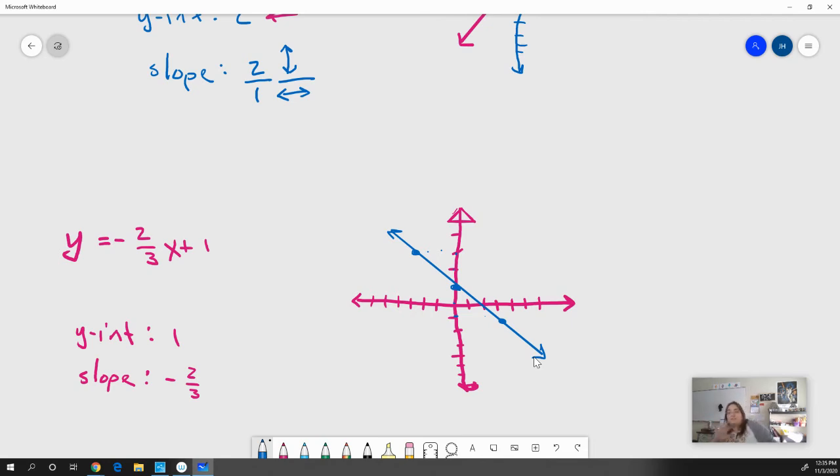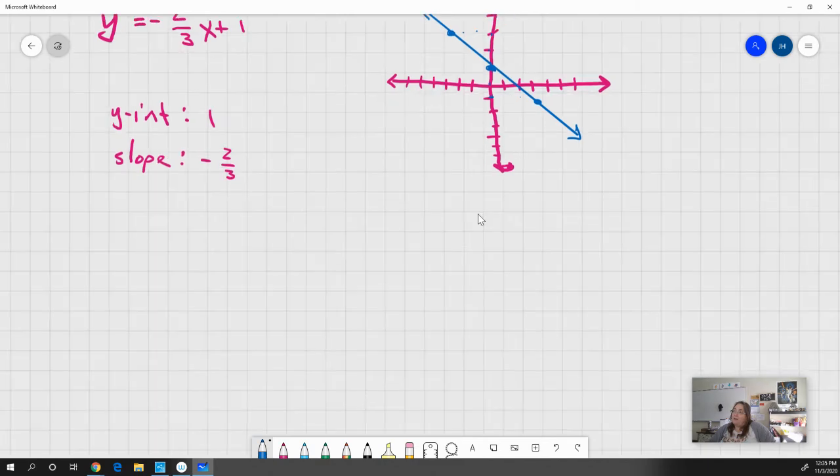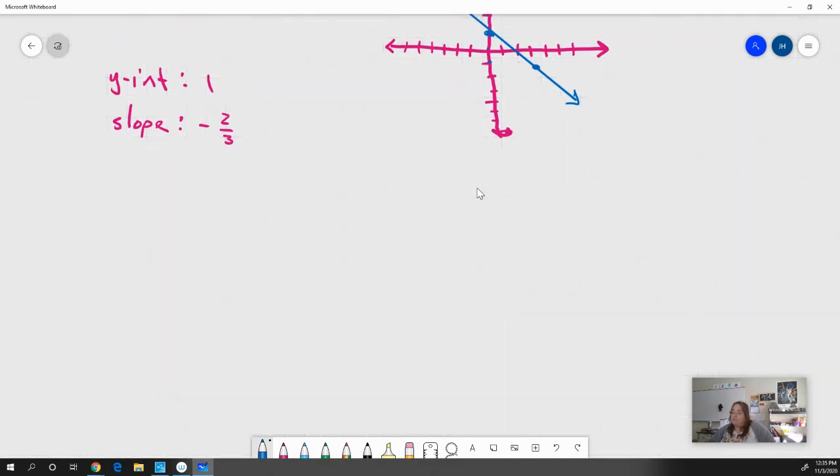So does this make sense to you guys? Does everybody kind of get the graphing using slope-intercept form? Yeah. You might not always be given slope-intercept form, but whatever you're given.